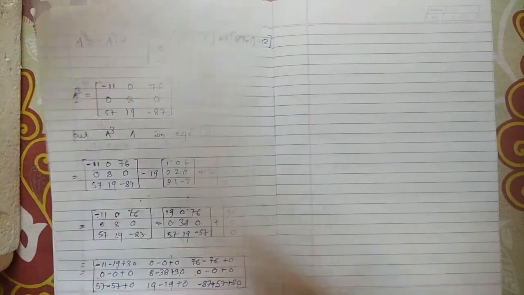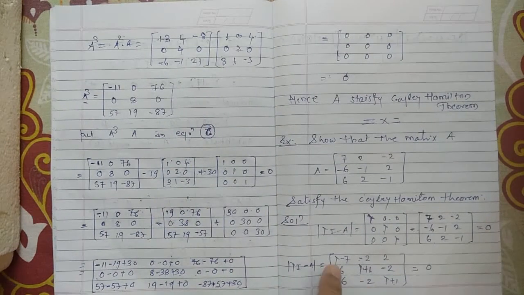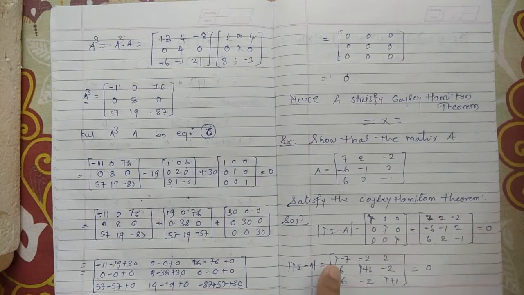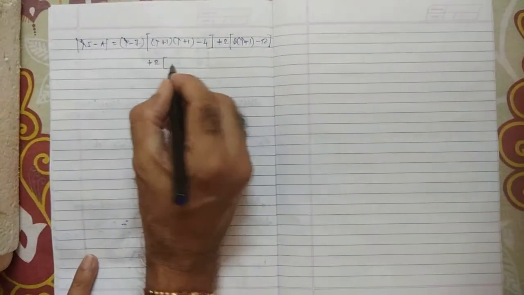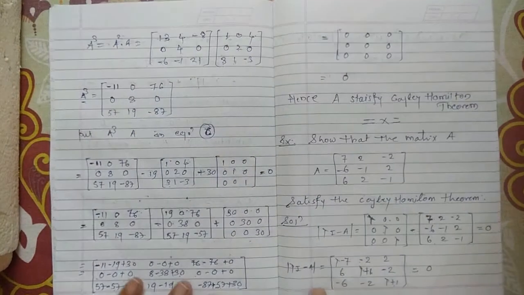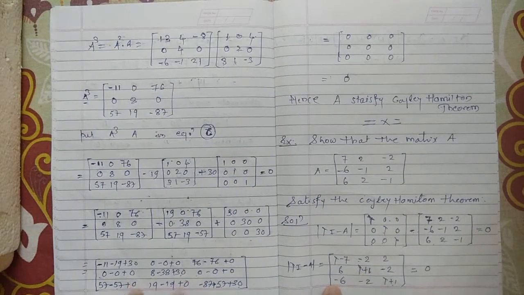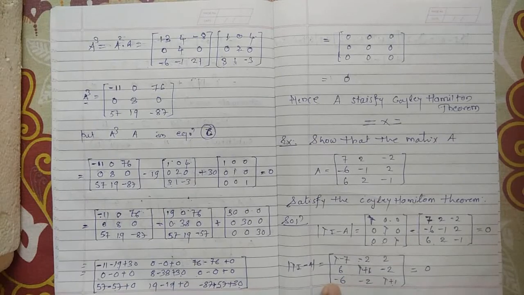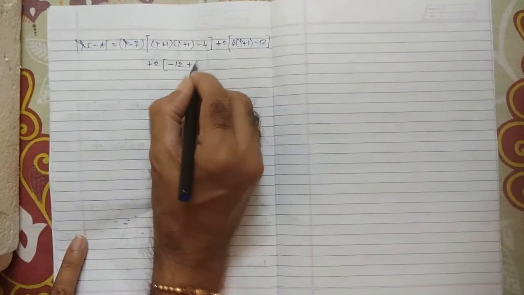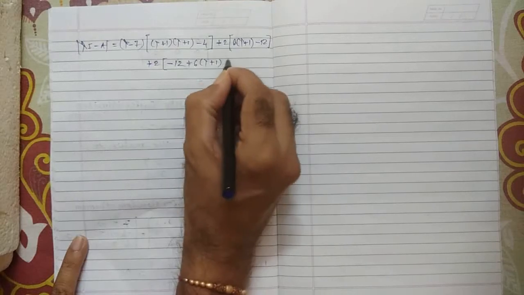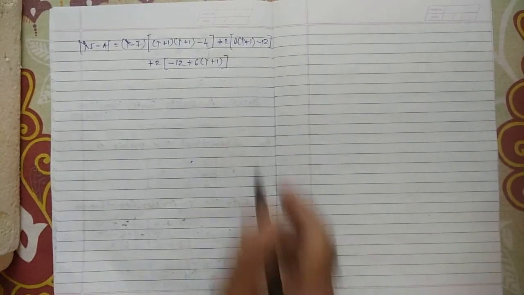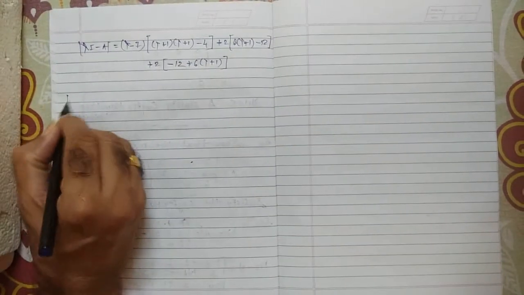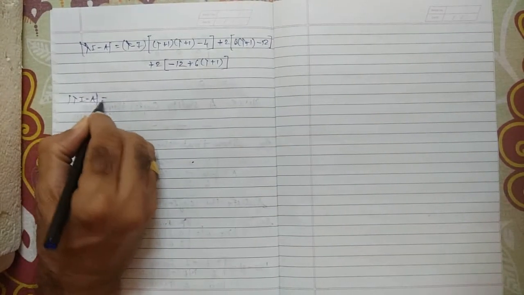Then plus 2 multiplied by: this is 6 into 2, that is minus 12. And this becomes minus minus plus, so lambda plus 1 multiplied by minus 6, minus minus is plus, so this becomes plus 6 multiplied by lambda plus 1. So now if we solve this, we have lambda I minus A equal to 0.